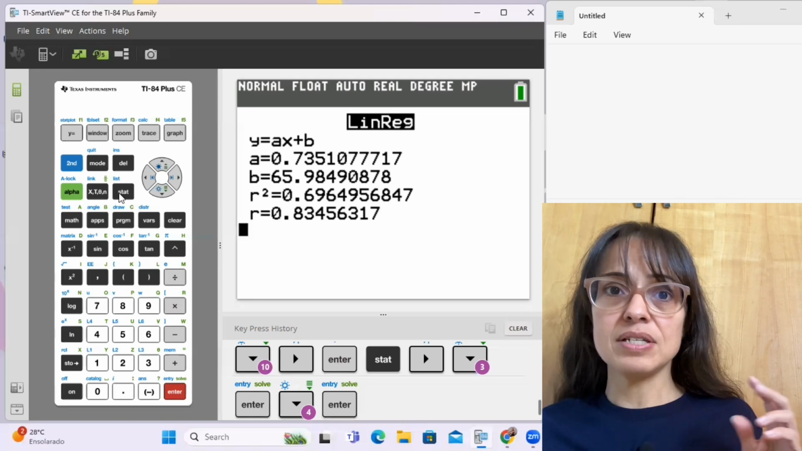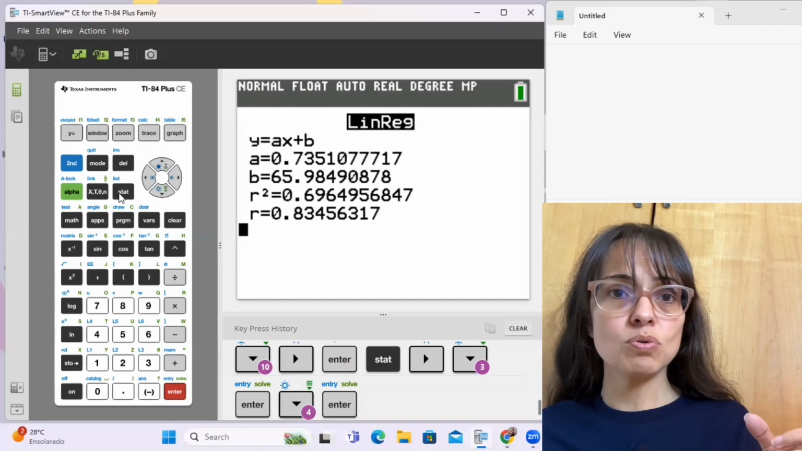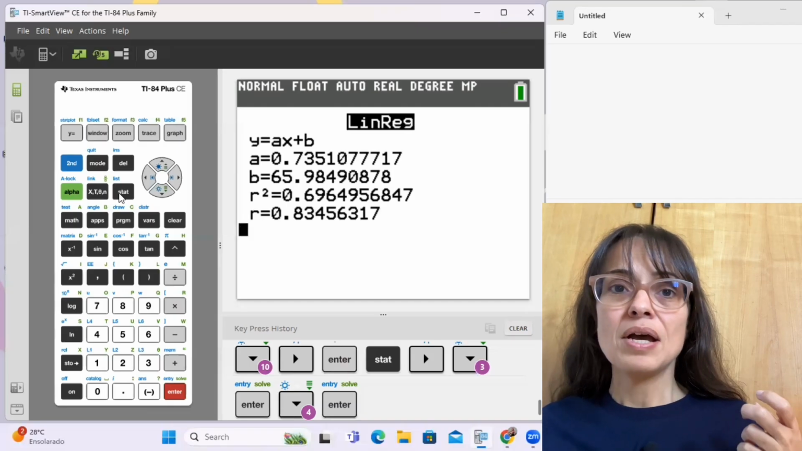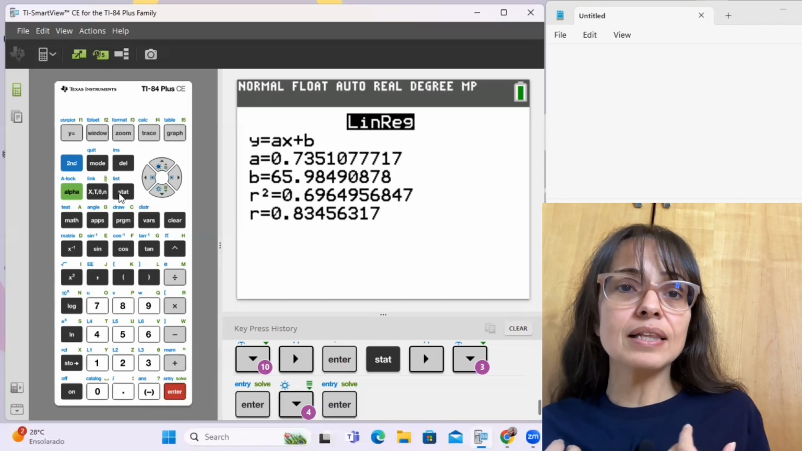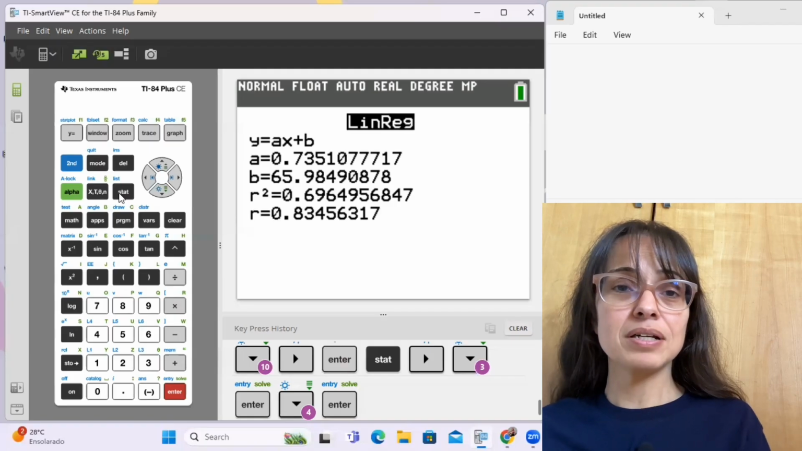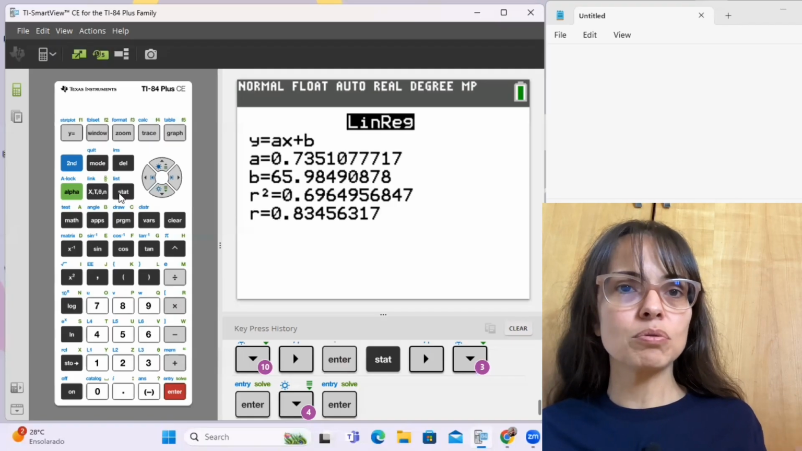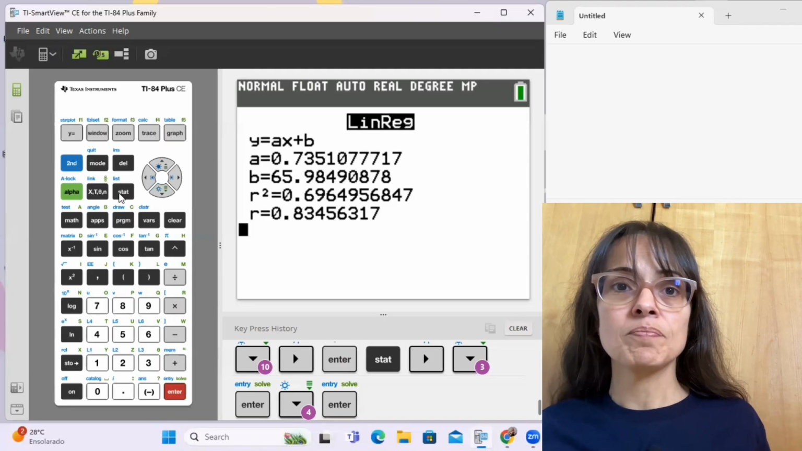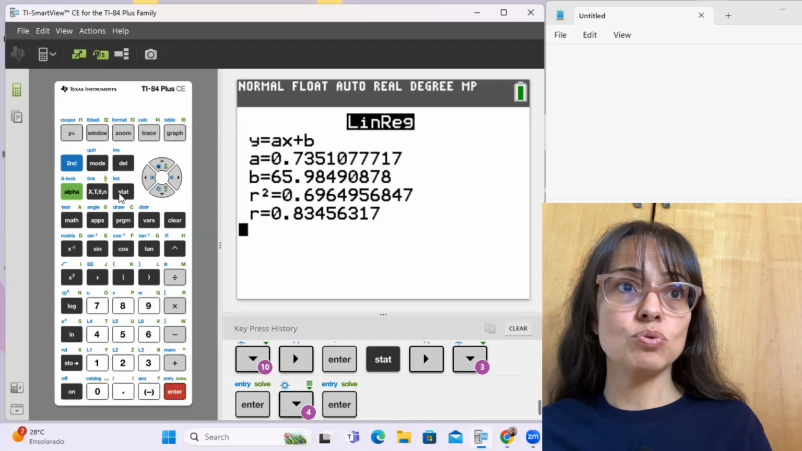So I haven't seen a question that requires you to plot a scatter plot in the calculator, but personally, I like that I'm able to do that because I'm very visual about math. I like to be looking at things a lot. So I'm going to show you how to do that.